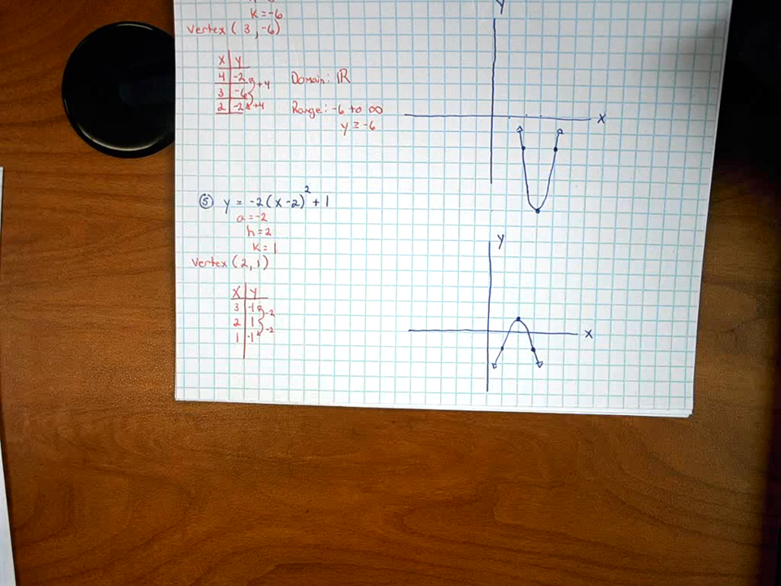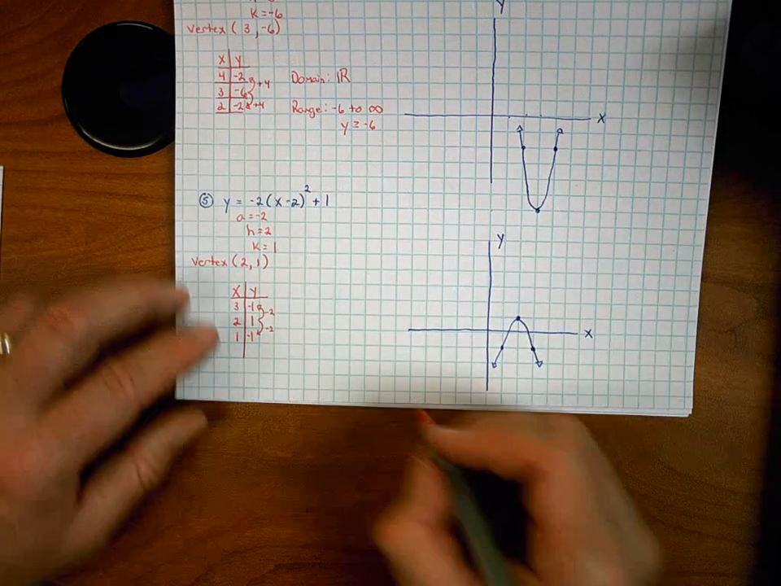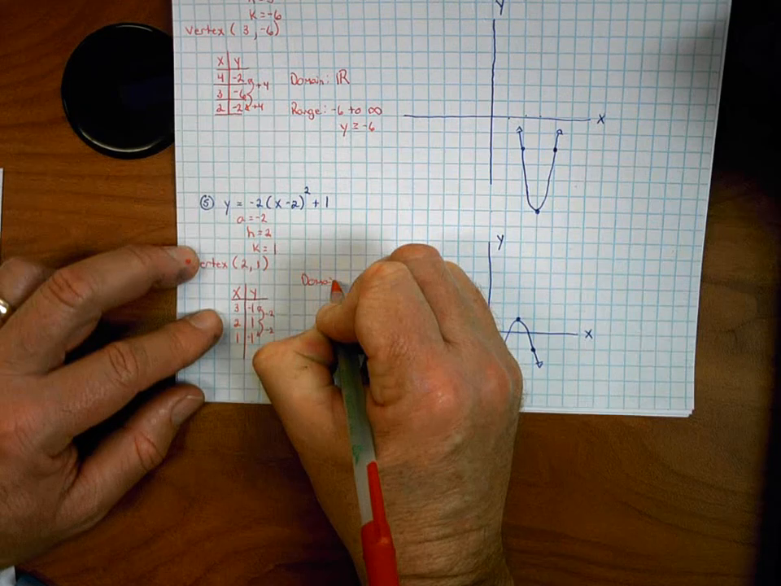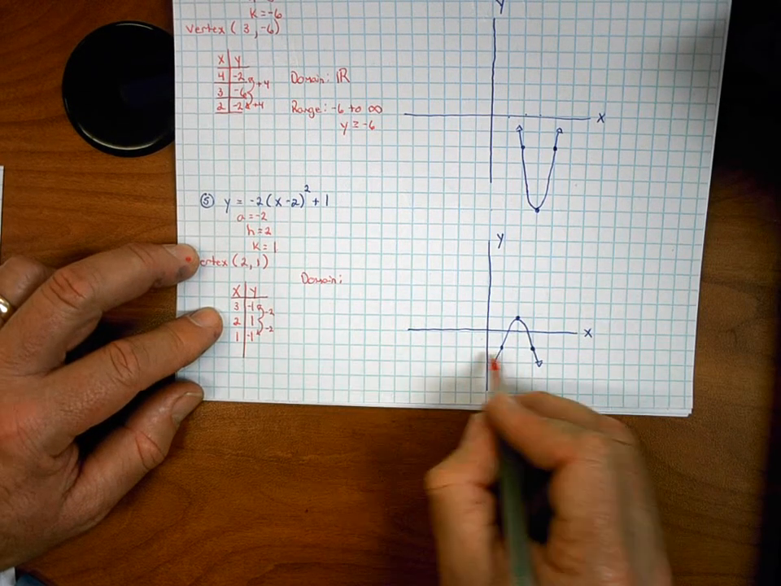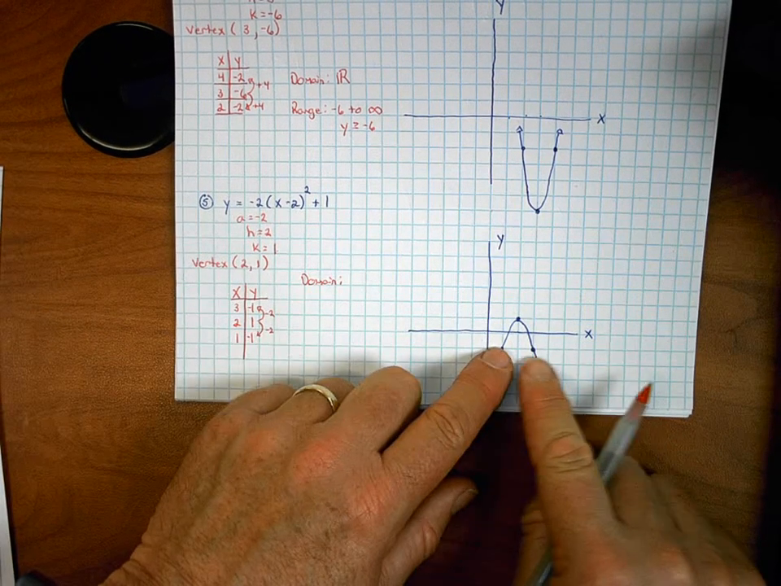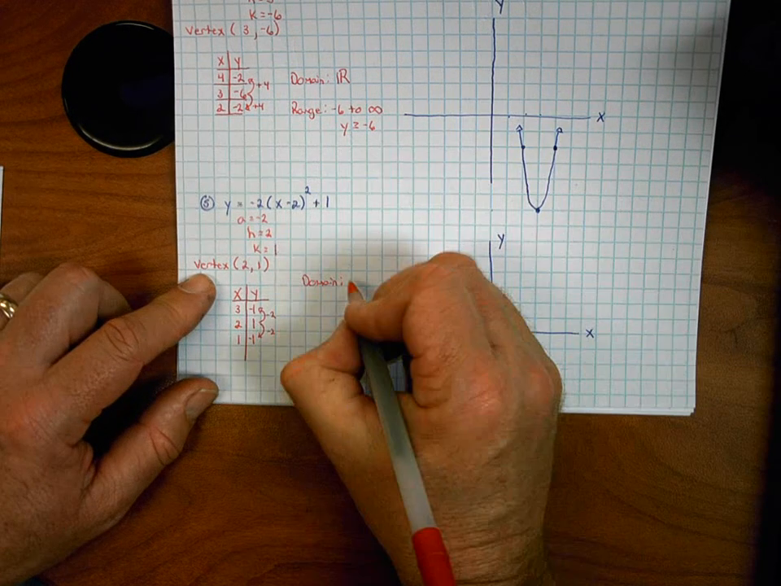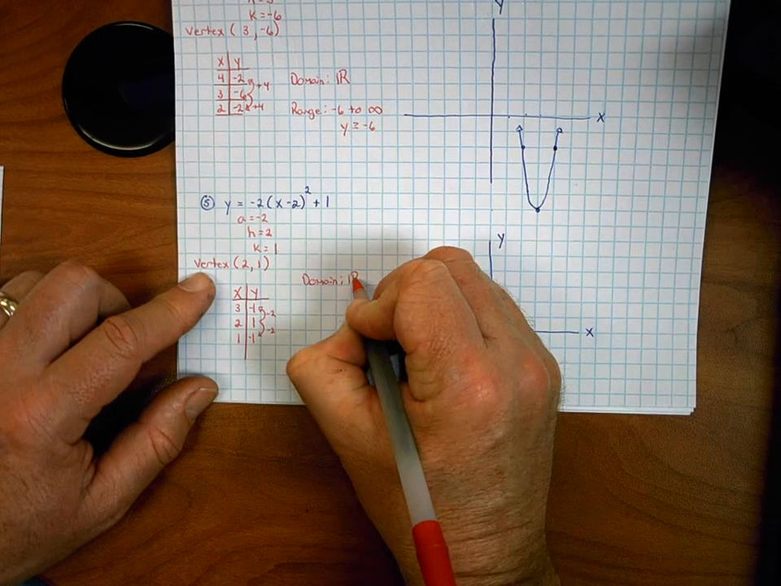Once I have my parabola, I can now identify my domain and my range. You really should be able to identify both of them even without a graph, but a graph helps. So what's my domain? Does my graph keep getting wider and wider and wider to the left and the right? Absolutely it does. So my domain is all real numbers.